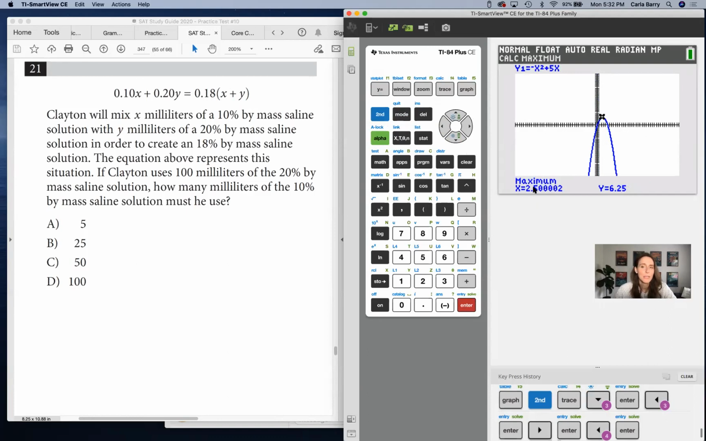Does anybody know what we would use in the calculator to solve number 21 here? Give you guys a second.